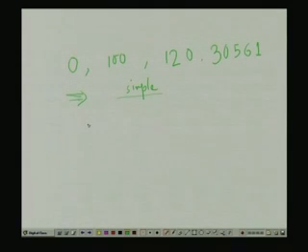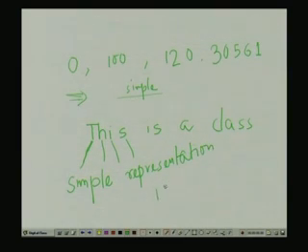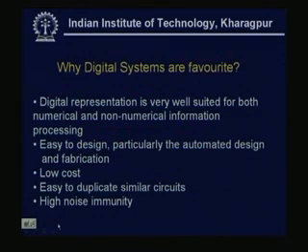Now, non-numerical means, say, our English language. I am telling that this is a class, this is a class. Now, see this English language, all of these are characters: here T is a character, H is a character, I, S, and similarly. So these characters can be easily digitized, and a simple representation of these characters is possible. So that is one of the biggest advantages.